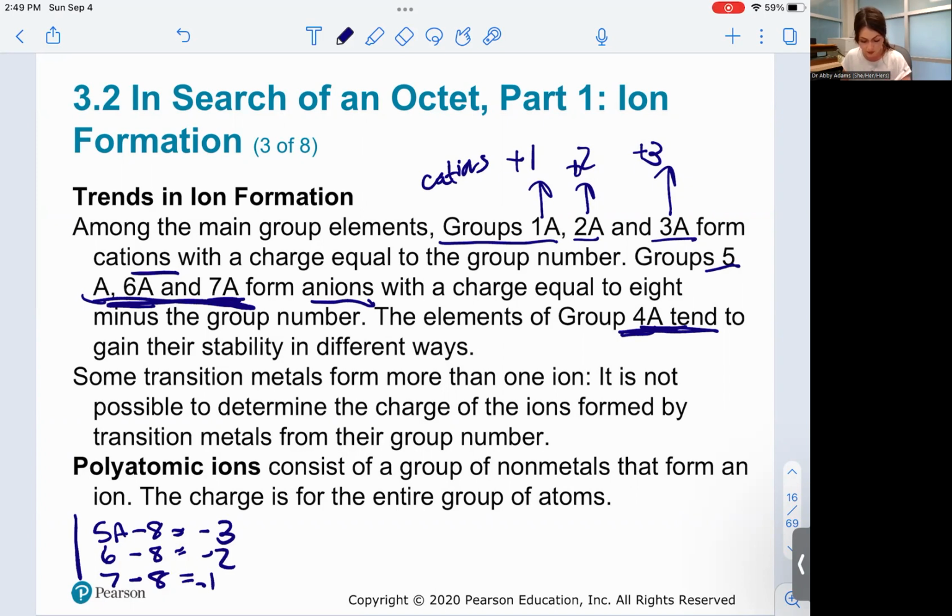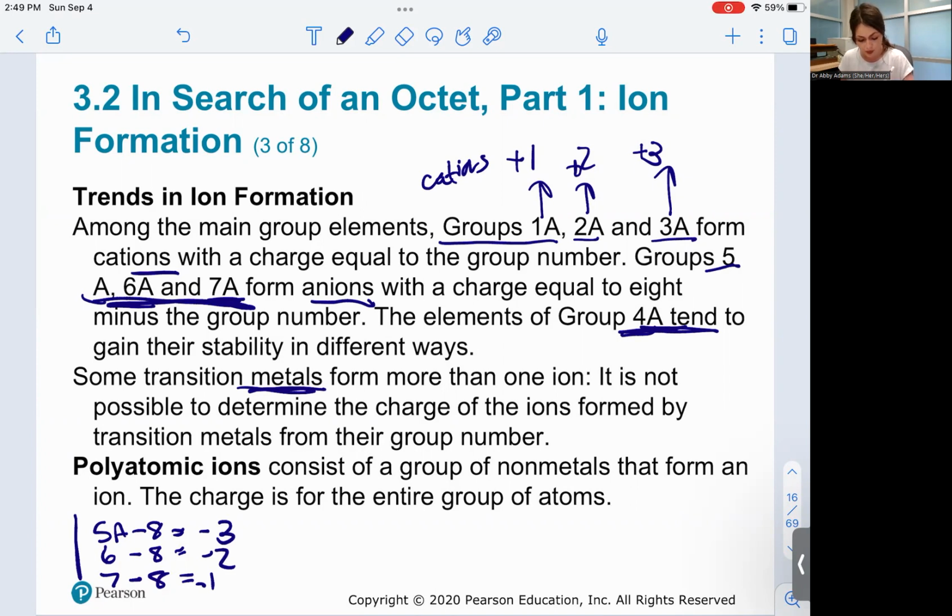Basically, the transition elements, the transition metals more specifically, can form more than 1 ion. So you can't just determine that with this simple formula. But whenever you need to determine this, I'm going to help you out with that.